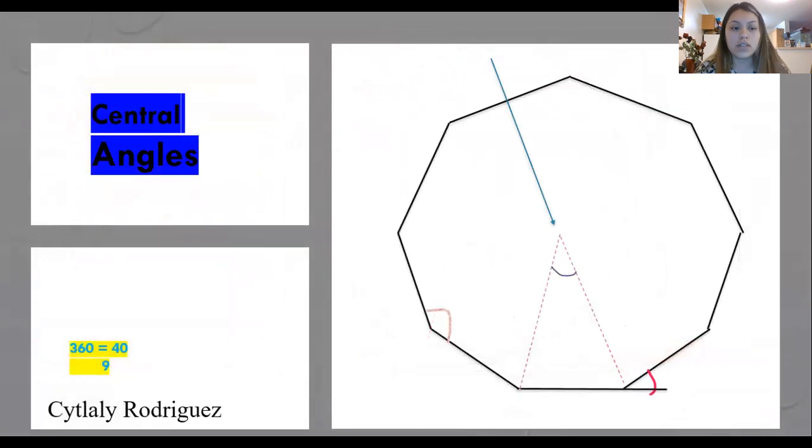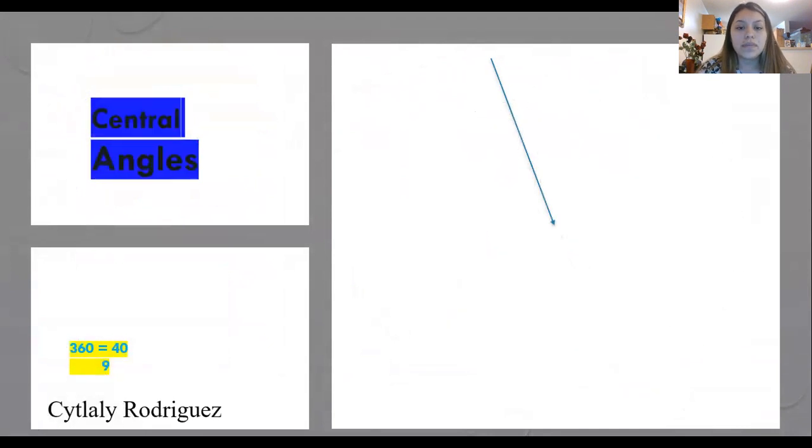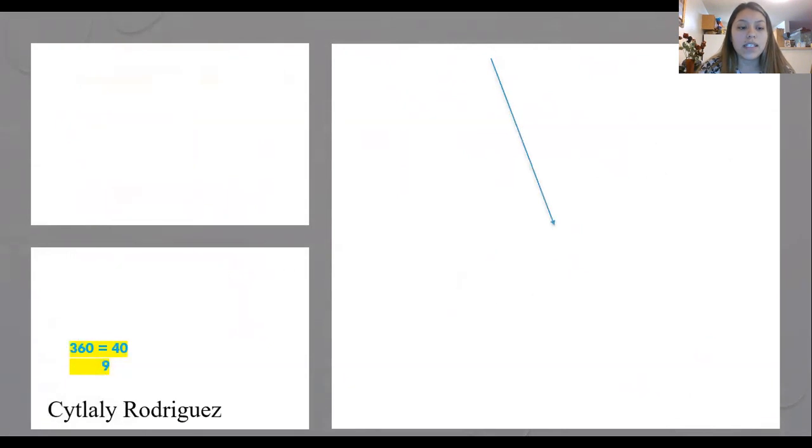What are central angles? Central angles are angles that are found in the center, as the arrow is pointing. Therefore, we will find that 360 divided by n, which was 9, would give us 40, the same thing as the exterior angles.